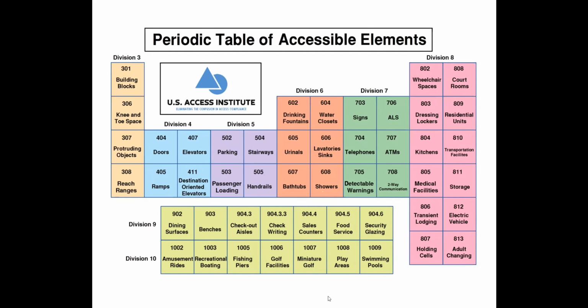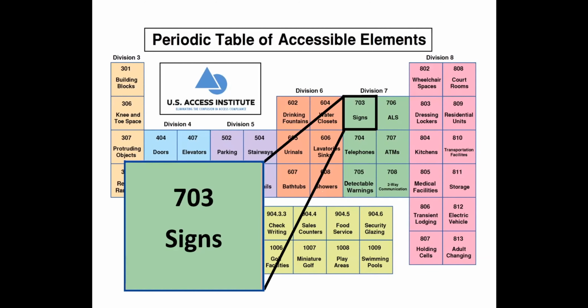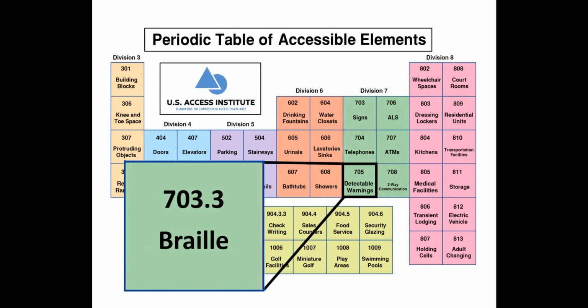First, we start with the periodic table of accessible elements. It's not a real table in the Access standard sense of things, but hey, we want to make access fun. We begin today, as we always do, with the 2010 ADA standards for accessible design. Next, we look at section 703, and that covers signs. Then we drill down to 703.3, and that covers Braille. And that is the topic of today's video.